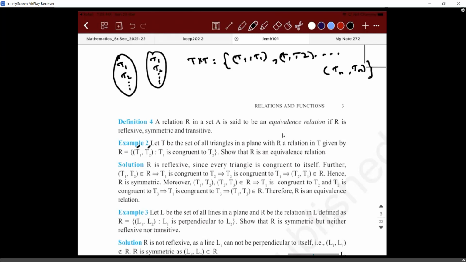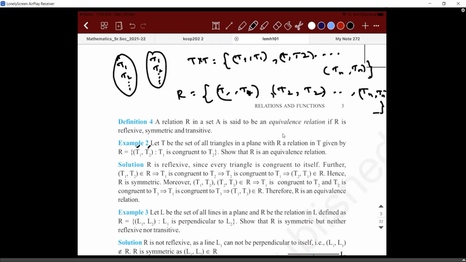So what kind of ordered pair should I choose? T1 comma T1, T2 comma T2. So if I write a relation R like this, T1 comma T1, T2 comma T2, and so on till Tn comma Tn. First, I don't know whether it is equivalence or not. I have written it blindly. Now I'm going to concentrate on whether it is reflexive or not.